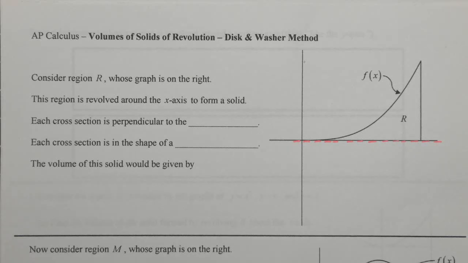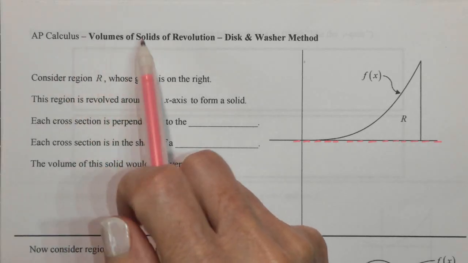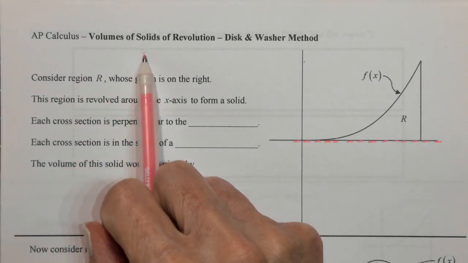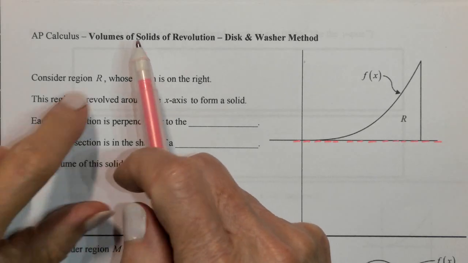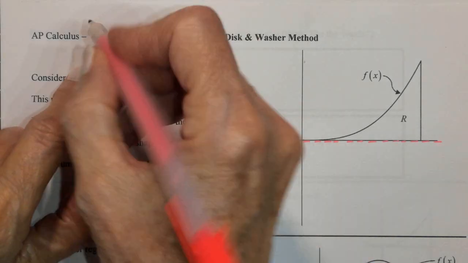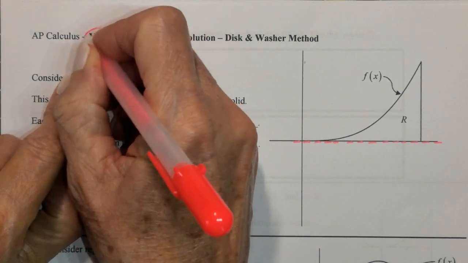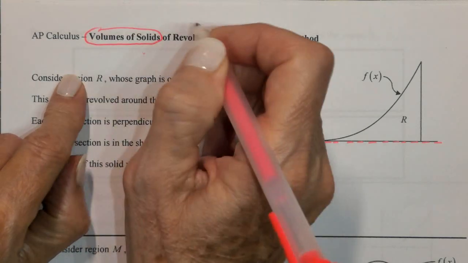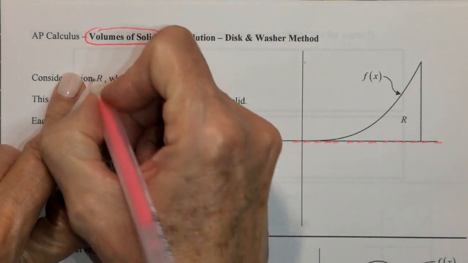Today we're going to be covering volumes of solids of revolution. So we're still doing volumes of solids. This time the solids are going to be formed in another way. Alright? So volumes of solids. We will remember our basic formula for every volume.